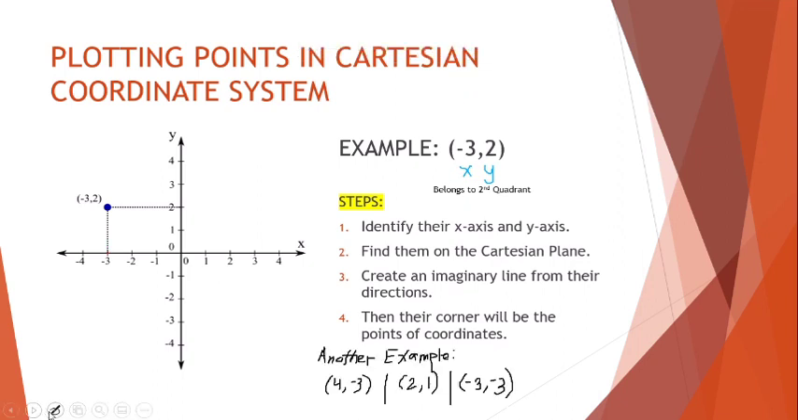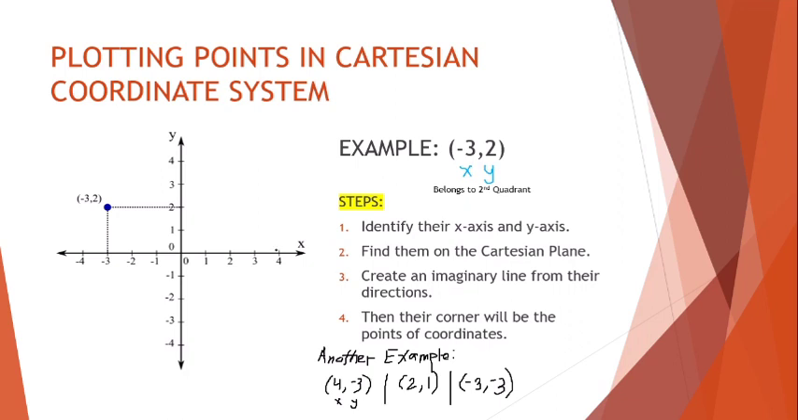Okay, so now, number 1 is this. First example, we are going to find the coordinates of 4 and negative 3. Do you have your 4? Your x is 4 and your y is negative 3.